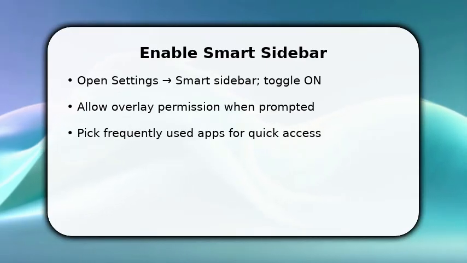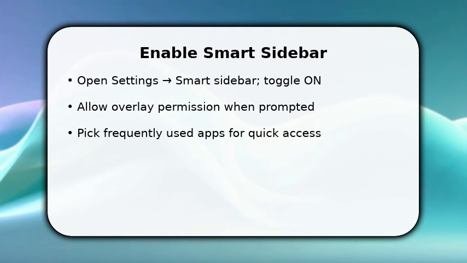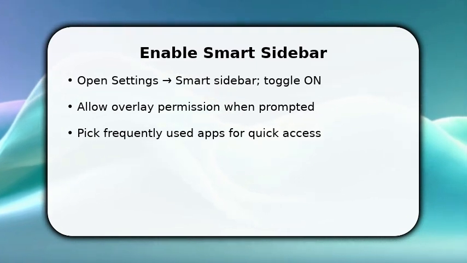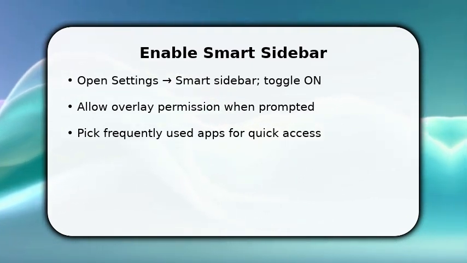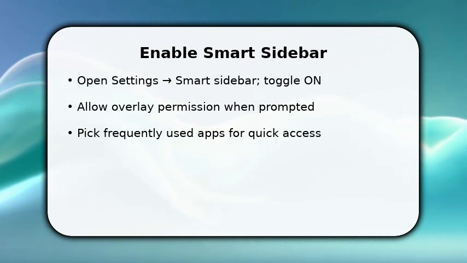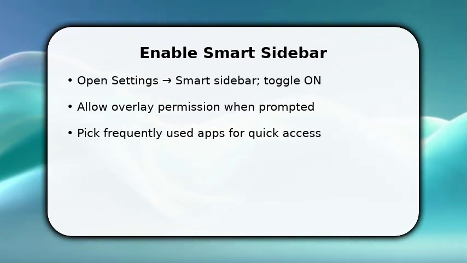You start by enabling the Smart Sidebar because it's the only reliable entry for floating windows on the Vivo S1 Pro. Go to Settings and turn Smart Sidebar on. When Android asks, grant the overlay permission so apps can float.